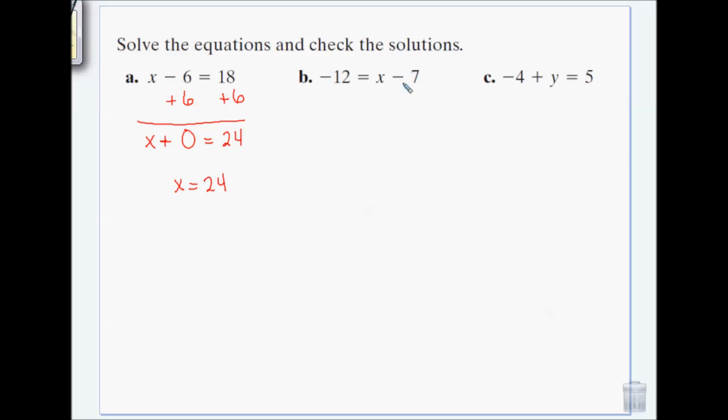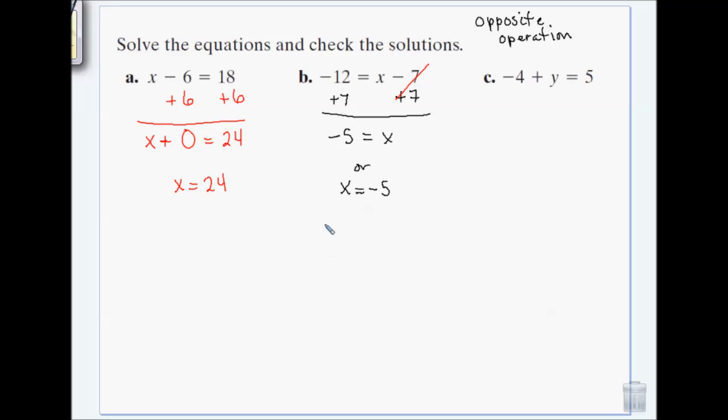This is not simplifying, this is solving. So what you want to do is the opposite operation. Here I've got x minus 7, and you always want to get the x by itself. So we look at what's next to the x, which is minus 7, so we're going to do plus 7. Negative 7 and positive 7 cancel each other out. So negative 5 equals x, or if you don't like that, you can rewrite it as x equals negative 5.